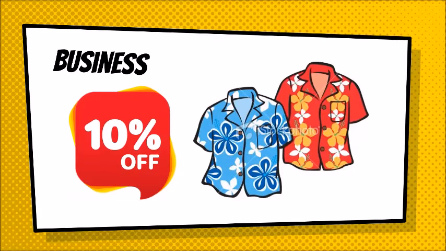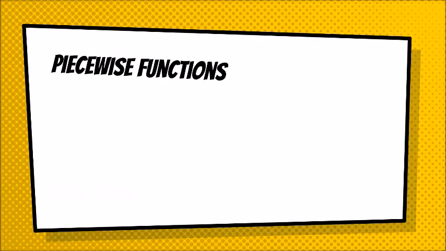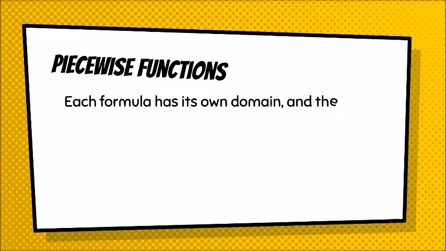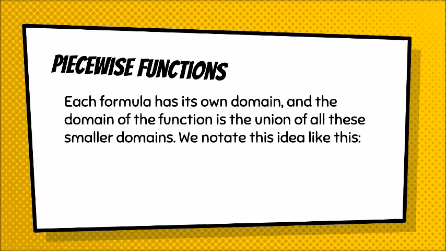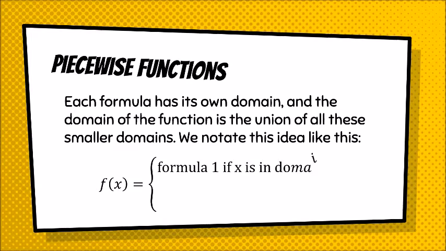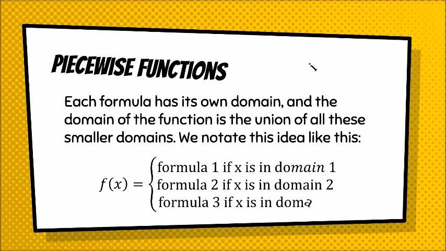Let's say during a promo sale in a department store, if you're going to buy one shirt, you're going to get a 10% off for the second item. Each formula has its own domain, and the domain of the function is the union of all these smaller domains. We notate this idea like f of x is equal to formula 1 if x is in domain 1, formula 2 if x is in domain 2, formula 3 if x is in domain 3.